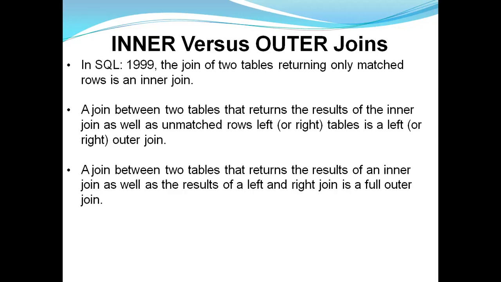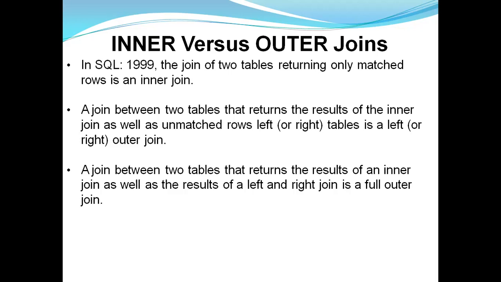Simple. I'll repeat once again, so pay attention carefully. Inner versus outer: inner always returns only and only the matching records, whereas outer returns unmatching records as well. First, you have to understand one thing. If it is a join, matching records will come for sure. But if it is the outer join, it will return matching plus unmatching based on which outer join you are using.